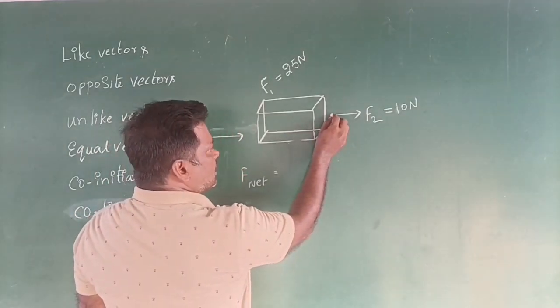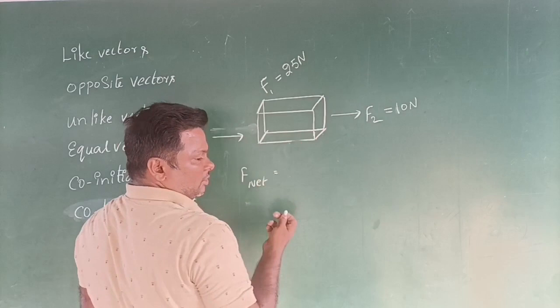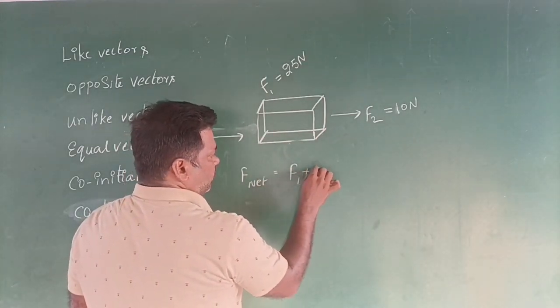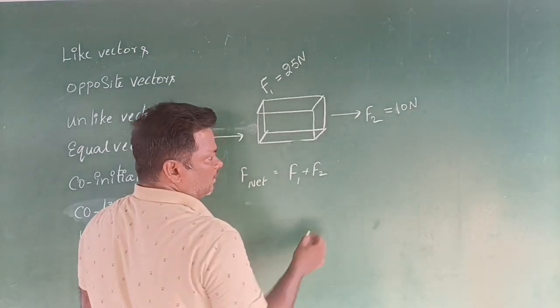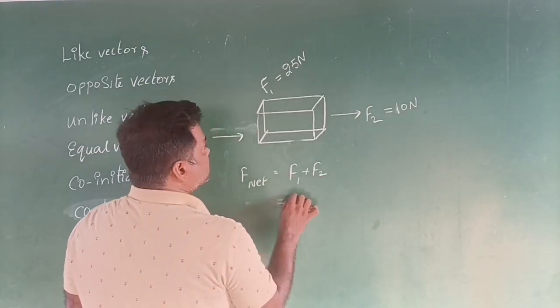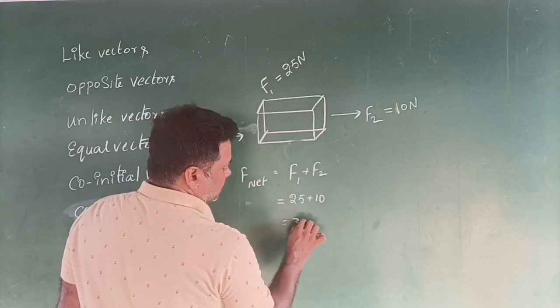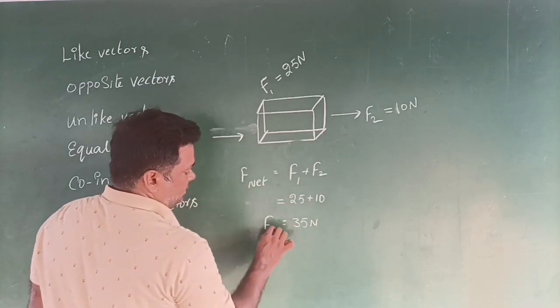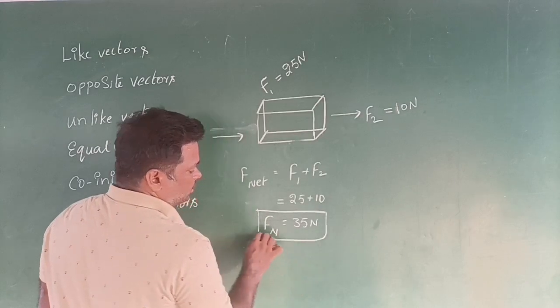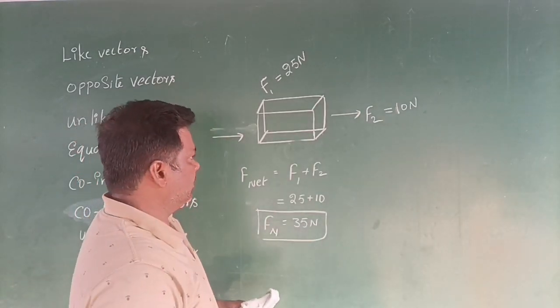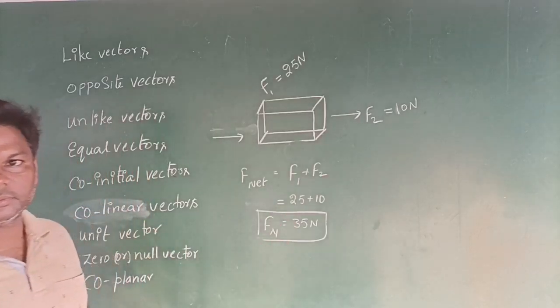But it is given on the right-hand side of the block. No problem with that. So you can write F net is equal to F1 plus F2. The sum of these two is 25 plus 10, equal to 35 newtons. F net is equal to 35 newtons. This is the net force acting on this block. Just note it down.